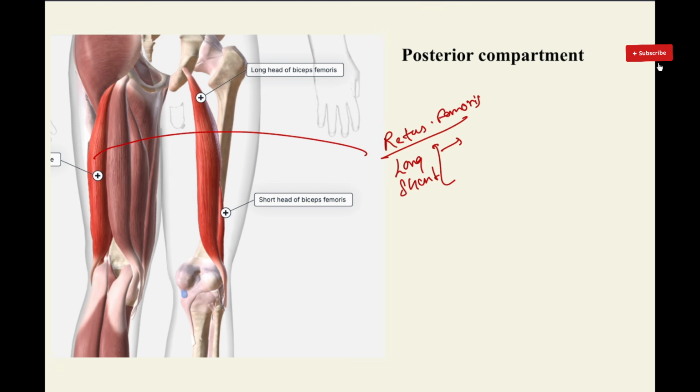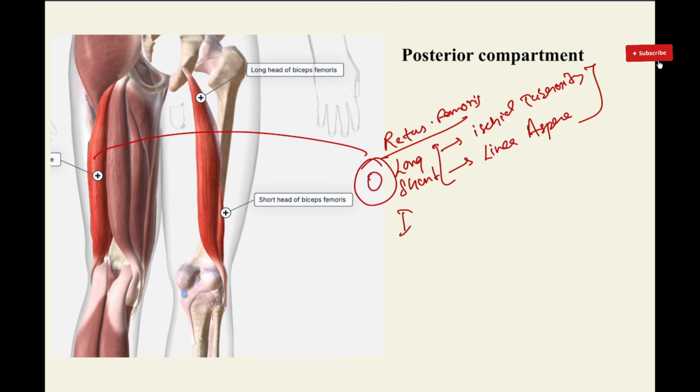So the originating point for the long head is your ischial tuberosity. Okay, and for the short head, it is your linea aspera. So this is the origination of the long and short head, but the insertion is over the head of fibula. Okay, the insertion point is on the head of fibula, this region. Okay, over here.